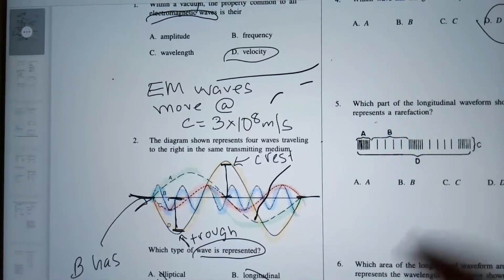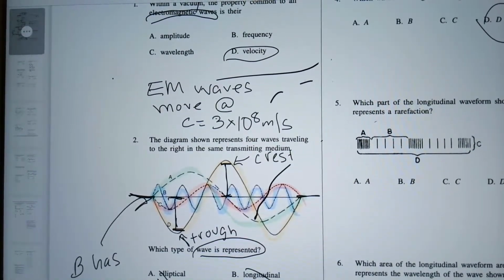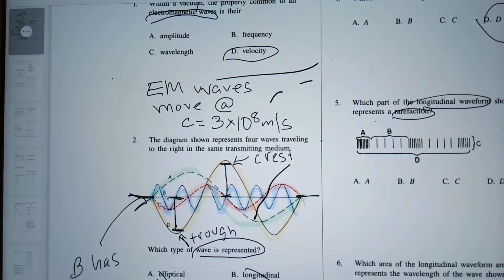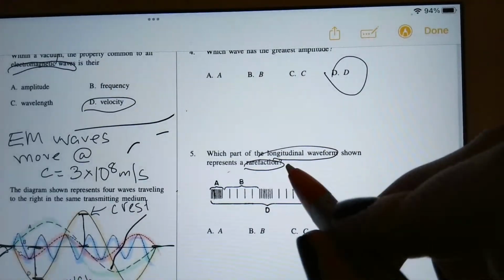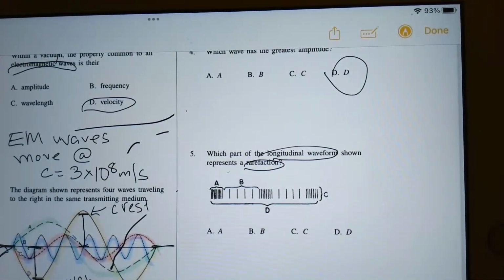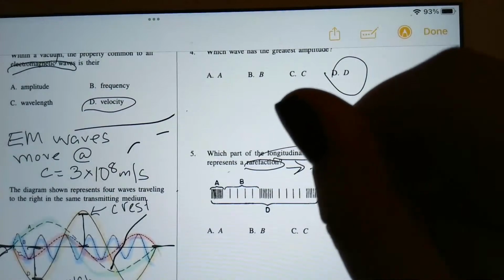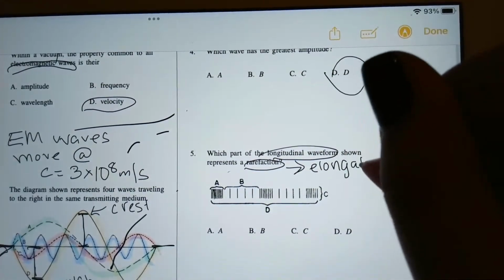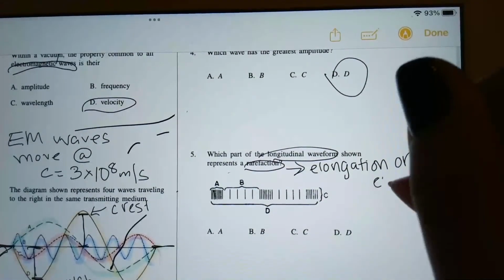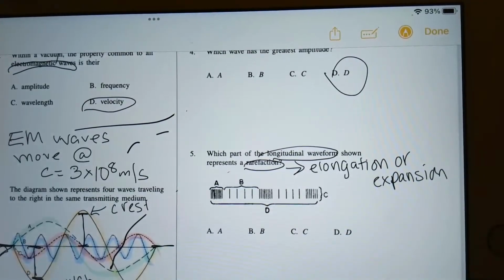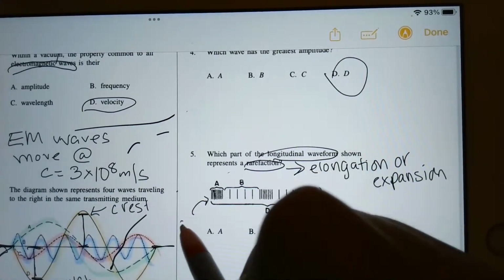Okay. Number 5, which part of the longitudinal waveform represents a rarefaction? So a rarefaction only happens with longitudinal waves, which is what is seen here. And this is a very fancy way to say an elongation or expansion of the longitudinal wave. So when they get smushed together, we call that a compression. So A would be a compression.